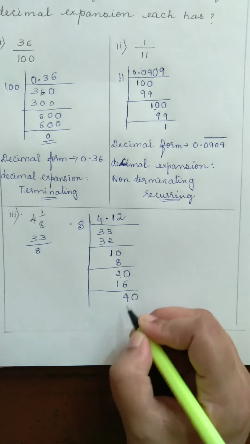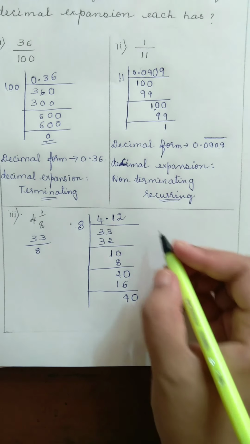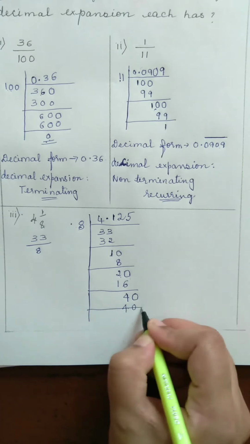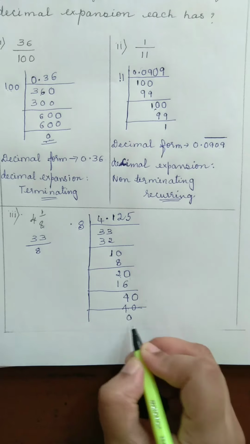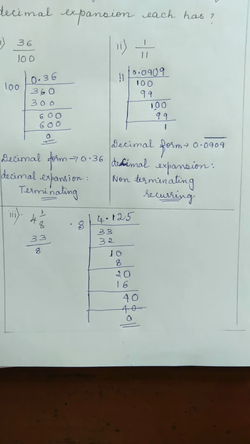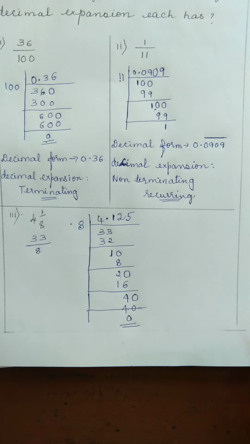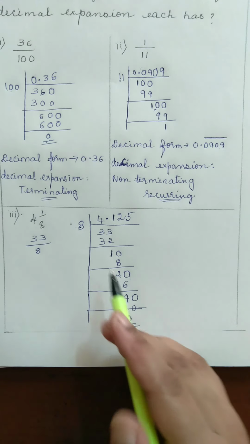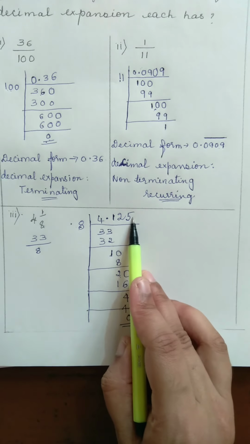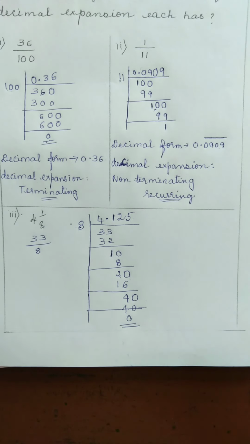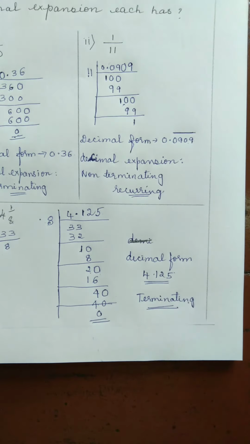So take 0. We know that 8 5s are 40. So 8 5s are 40 and the remainder will be equal to 0. When the remainder value is equal to 0, the type of decimal expansion will be terminating. Therefore, the decimal form will be equal to 4.125 and the decimal expansion is terminating since the remainder value is equal to 0. So, this will be your answer.